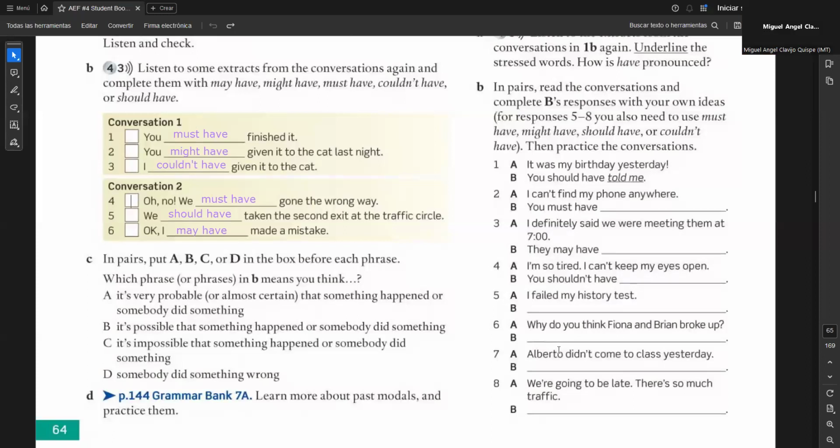Not a possibility. So what is it, if it's not a possibility? Because they should have, it's an obligation. They had to take the right way, it's something they had to do. There you go. Thank you, Miguel, it's more related to an obligation. We should have done it and we didn't. So it's more related to a regret.